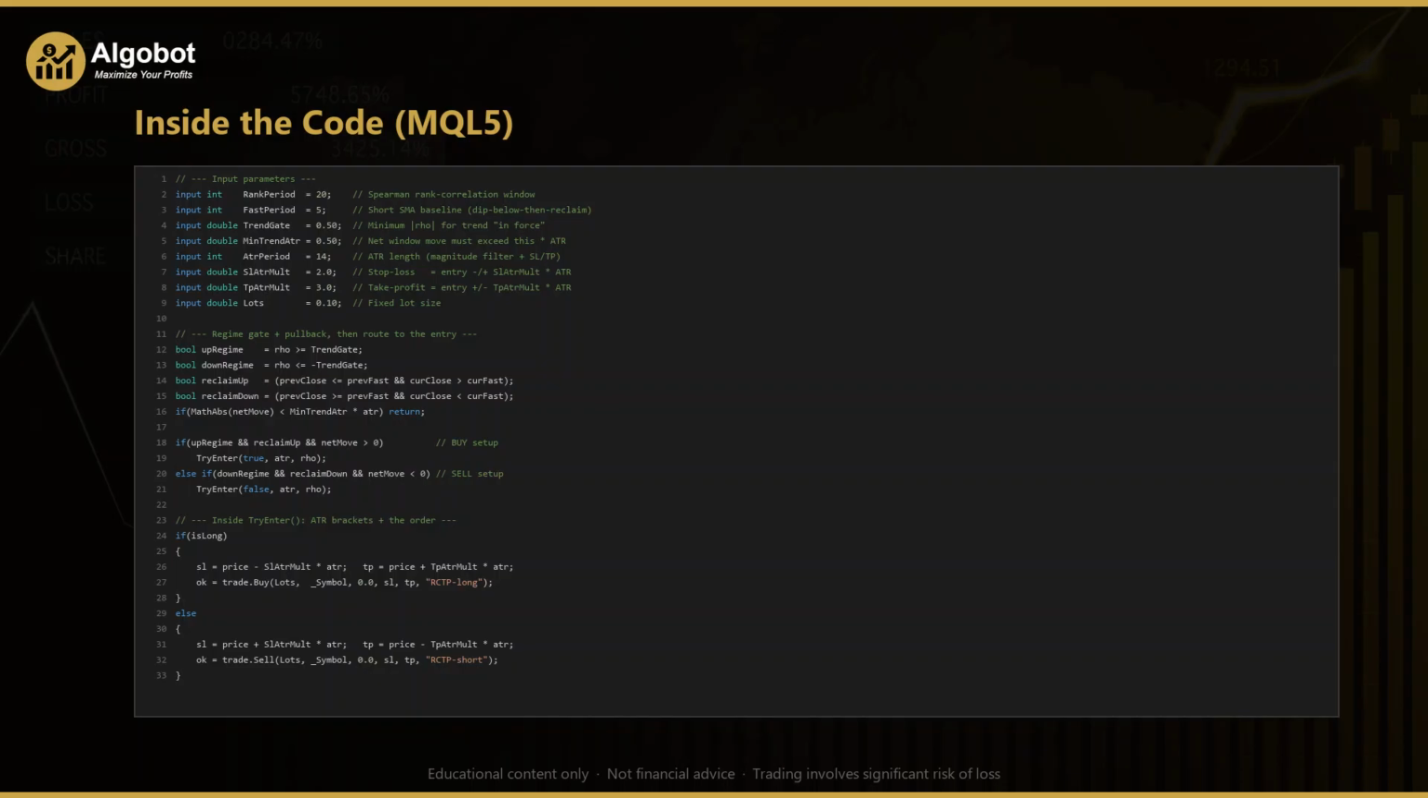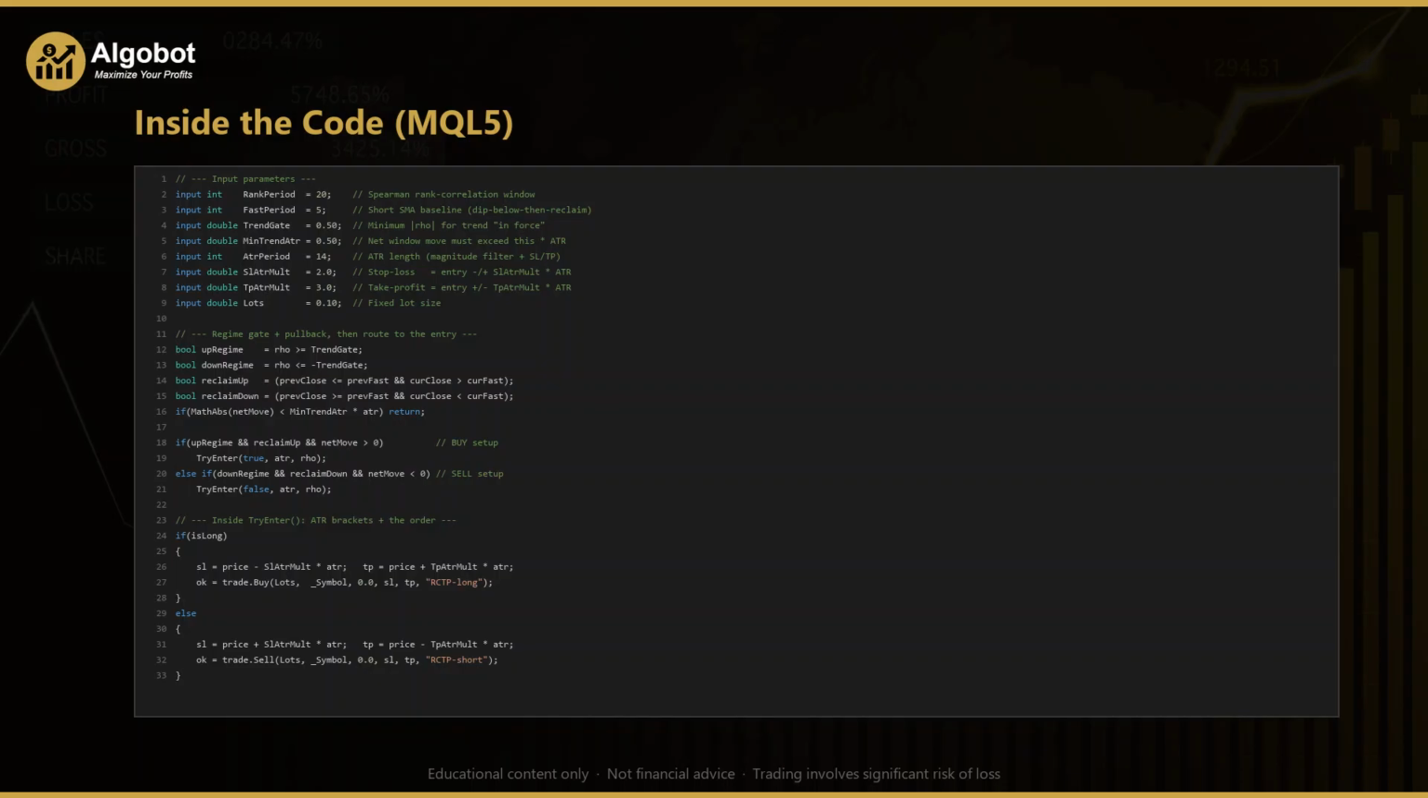Below that, the strategy sets up the regime and pullback flags. Up regime is true when rho is at or above the trend gate. Down regime when it's at or below the negative gate. Reclaim up is true when the previous close was at or below the baseline and the current close is above it. Reclaim down is the mirror. Then a magnitude check returns early if the net move is too small.